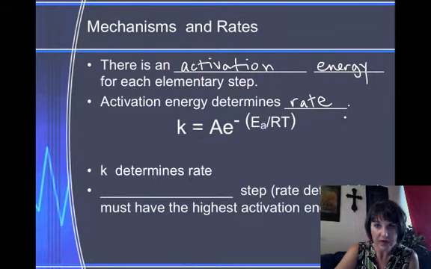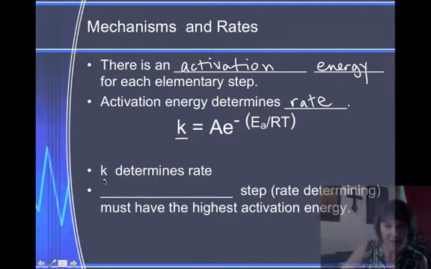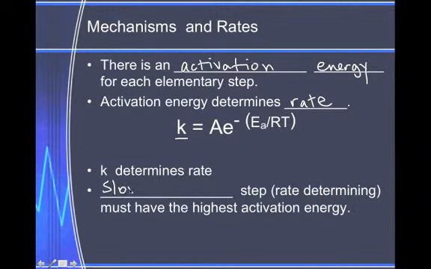The Arrhenius equation gave us the ability to calculate the activation energy based on a comparison of temperature and rate law, where K determines the rate. Your slowest step, of course, is the rate determining step. That's the one that has the highest activation energy.